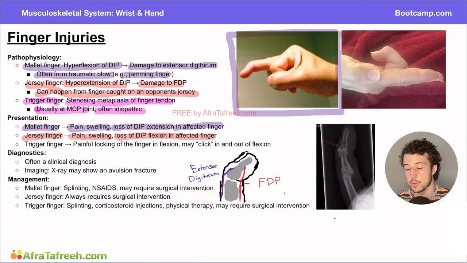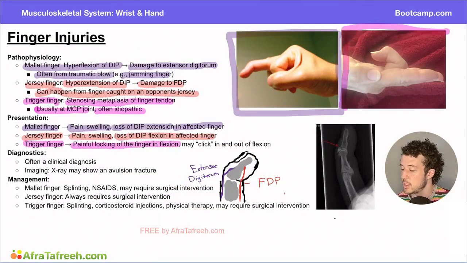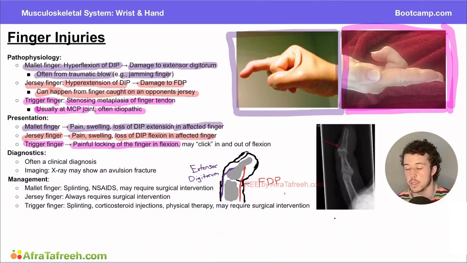Trigger finger is going to be a little different from these two as we're going to have painful locking of that finger in flexion, like we see in this patient here. So recall that this is a stenosing metaplasia. And so what happens is that tendon gets tough and it's unable to glide. And so we may have a clicking in and out of flexion. It may be described as popping or locking, and the patient's hand may get locked in this flexed position. And when they extend it, there's a painful popping or snapping sound.